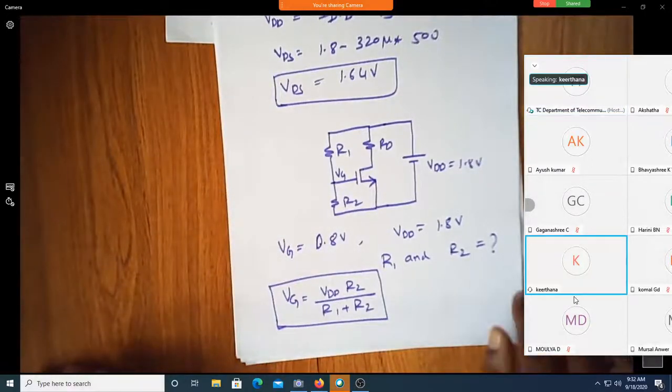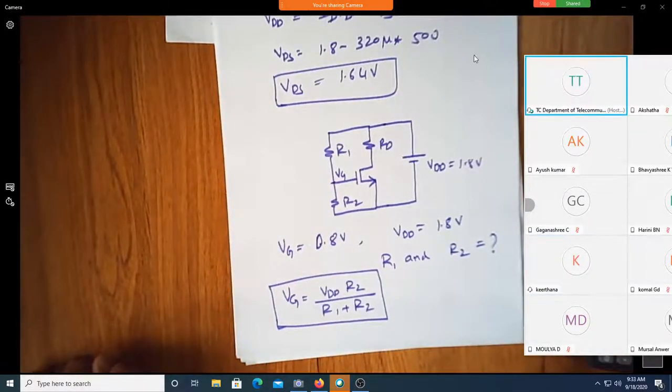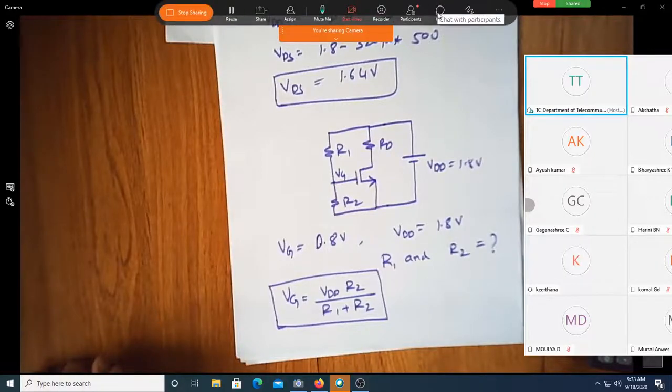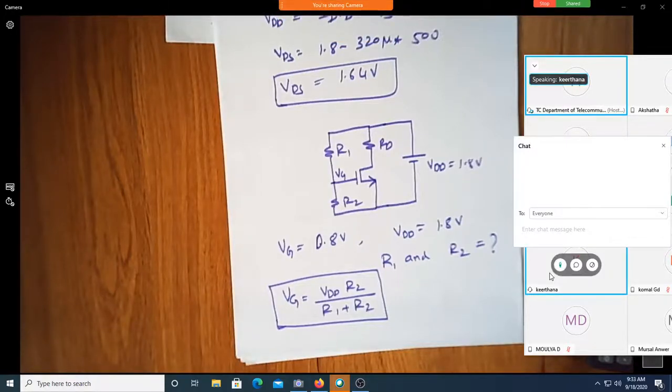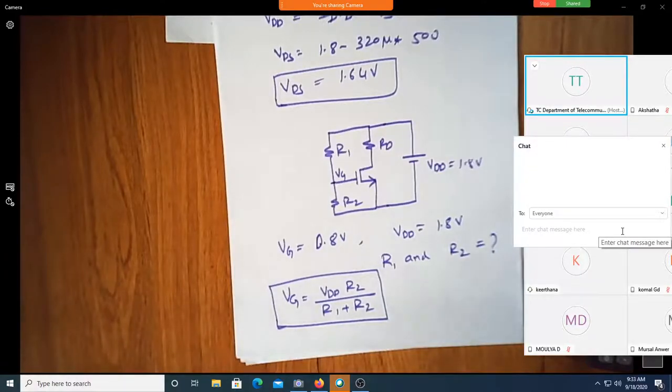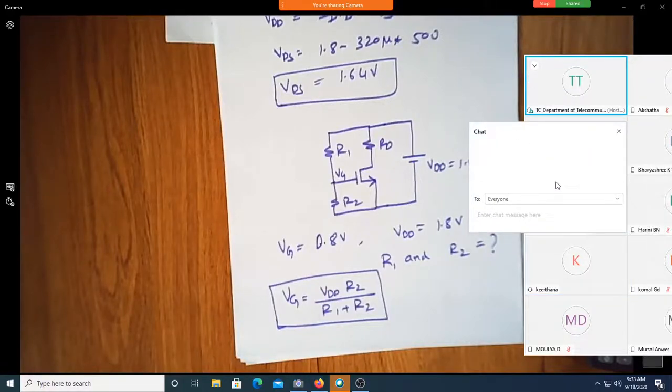Okay, let me just ask you in the chat box. How many of you can understand whatever equation I have written for VG is equal to VDD into R2 by R1 plus R2? Do you know how I wrote it? All of you write in the chat box, I know how you wrote it, or I don't know. Please type in the chat box, I know or I don't know, because this is a starting point. If most of you don't know, then I need to say how I wrote it. Type in the chat box. I know, okay. I don't know, sir. Fine.